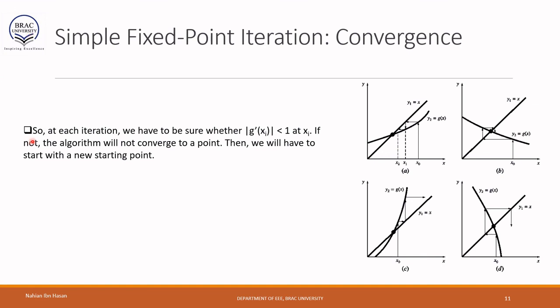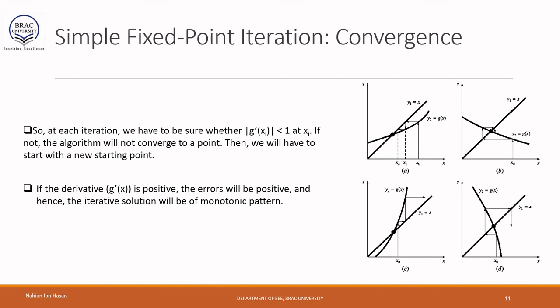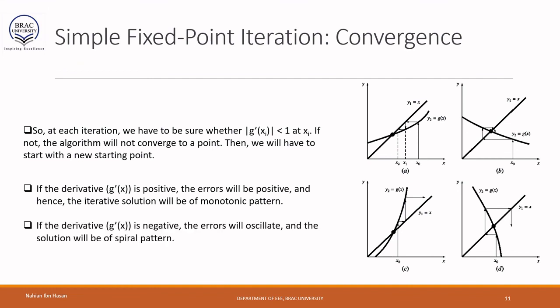So at each iteration we are going to find a new point xi, then we are going to find g prime of xi, take the absolute value, and compare it with 1. So that's how we check the convergence and divergence pattern.